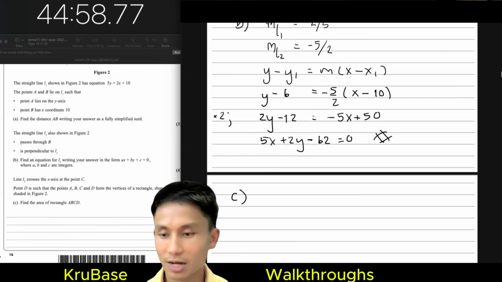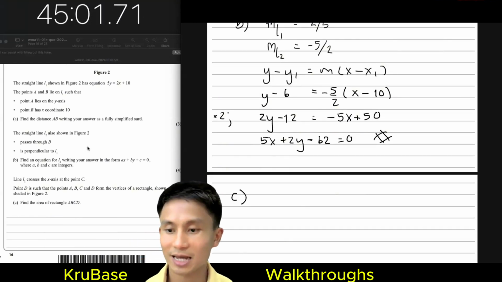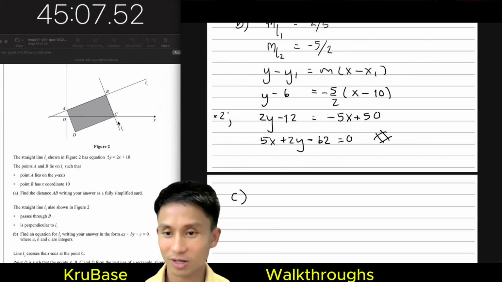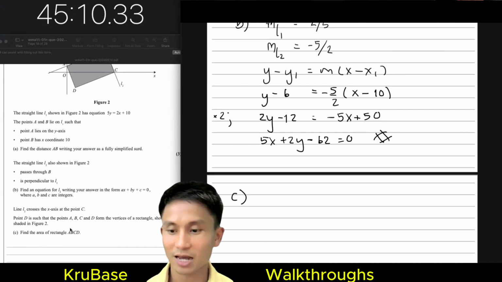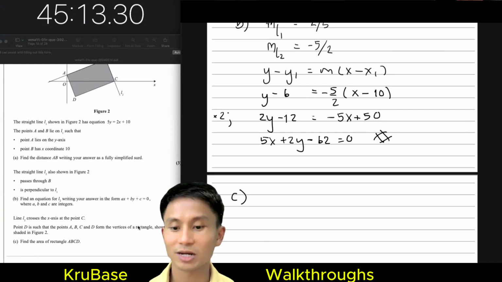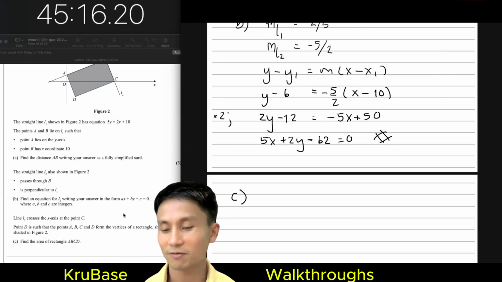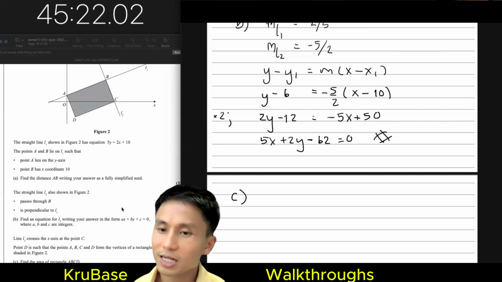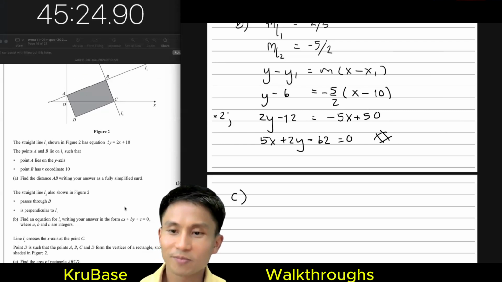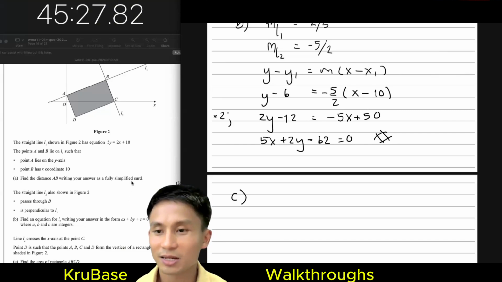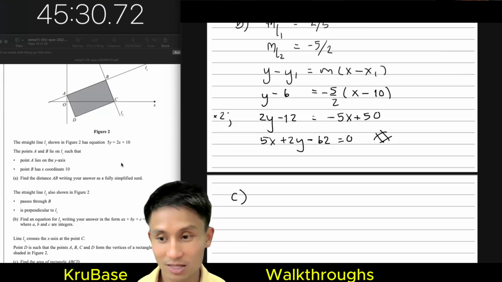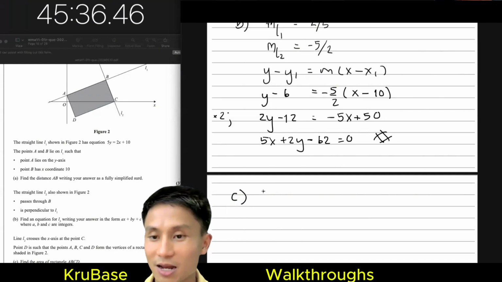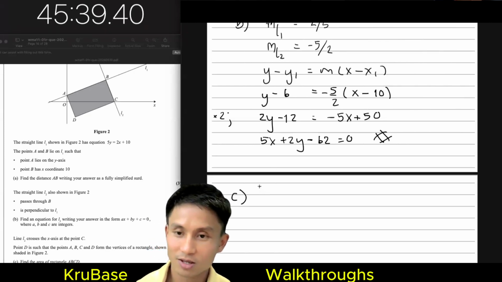Now, line L2 crosses the x-axis at point C. Point D is such that points A, B, C, D form vertices of a rectangle, shown shaded in figure 2. Find the area of the rectangle. All right, rectangle means that we can use the width times the height. Because we already got the length of AB, that's good. We only need to find BC, right? If we find BC, then we're done. We just multiply AB and BC. So how do we find BC?